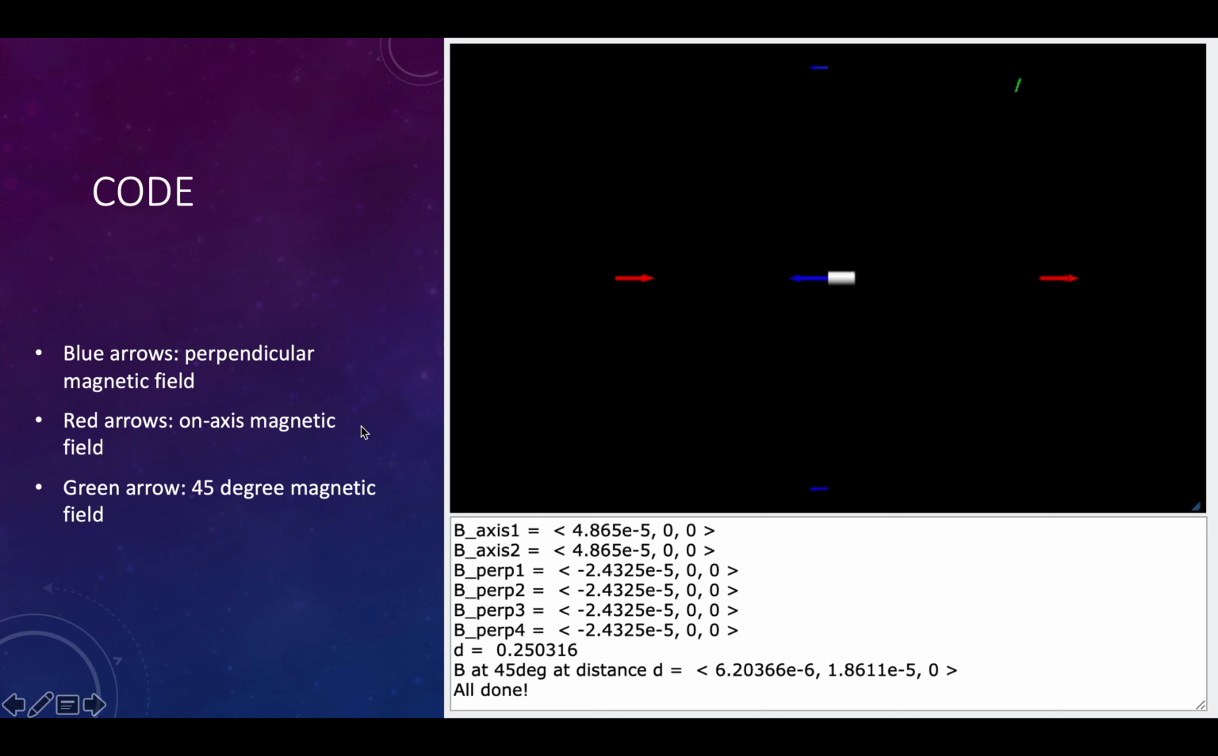Here is what the computational model looked like. The blue arrows represent the perpendicular magnetic field, the red arrows represent the on-axis magnetic field, and the green arrow represents the 45-degree magnetic field. The values for each arrow can be seen below.